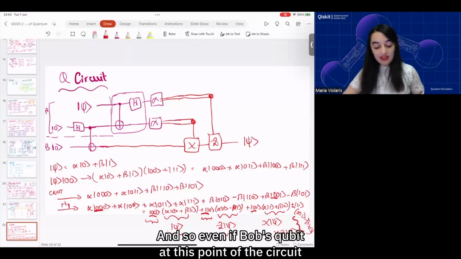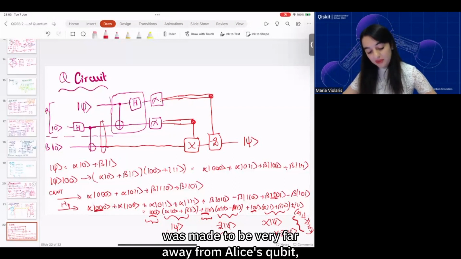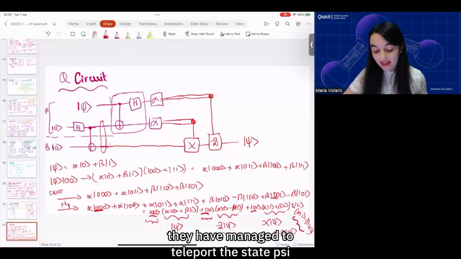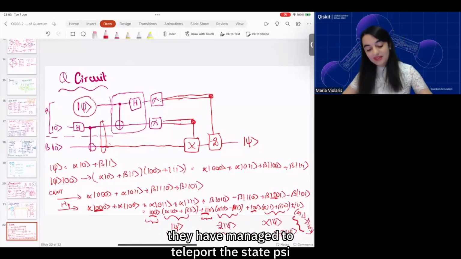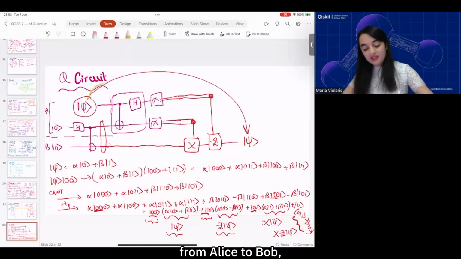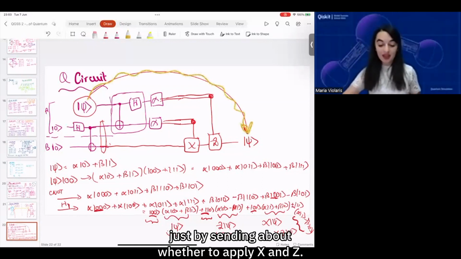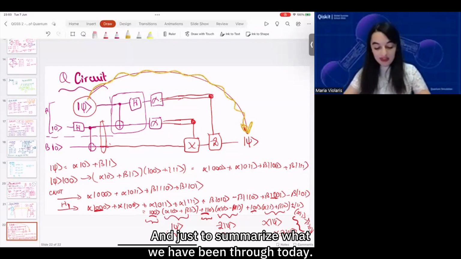And so even if Bob's qubit at this point of the circuit was made to be very far away from Alice's qubit, they have managed to teleport the state psi from Alice to Bob just by sending information about whether to apply X and Z.